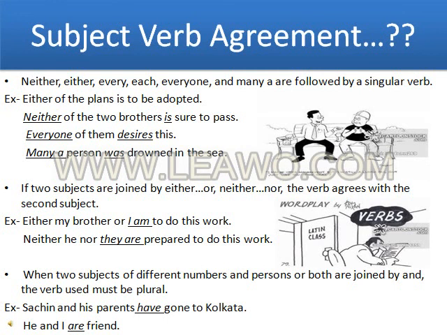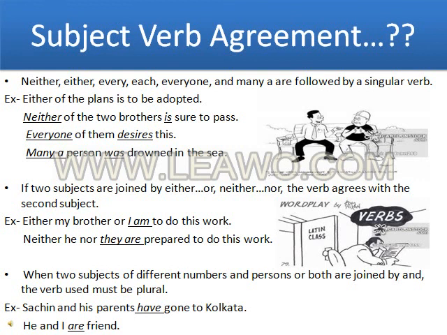Next rule: when two subjects are of different numbers or persons and both are connected by "and", the verb used must be plural. "Sachin and his parents have gone to Kolkata." Sachin is singular and his parents is plural. The rule says when two subjects are of different numbers, the verb goes with the plural one. And that's why we have used "have". Have is a plural verb.